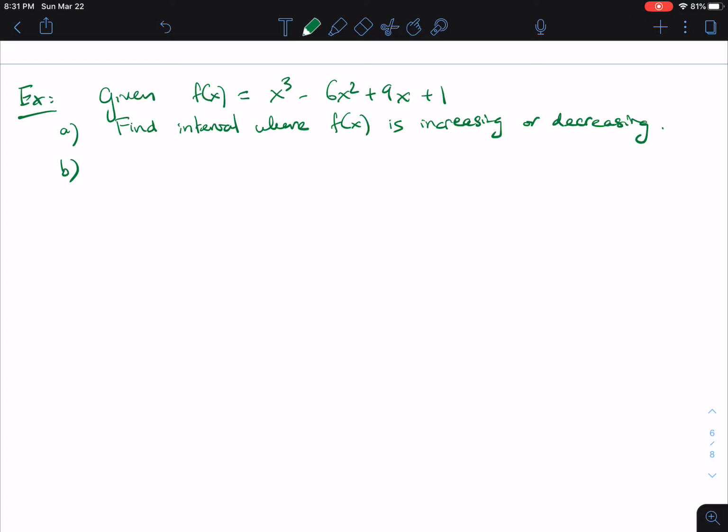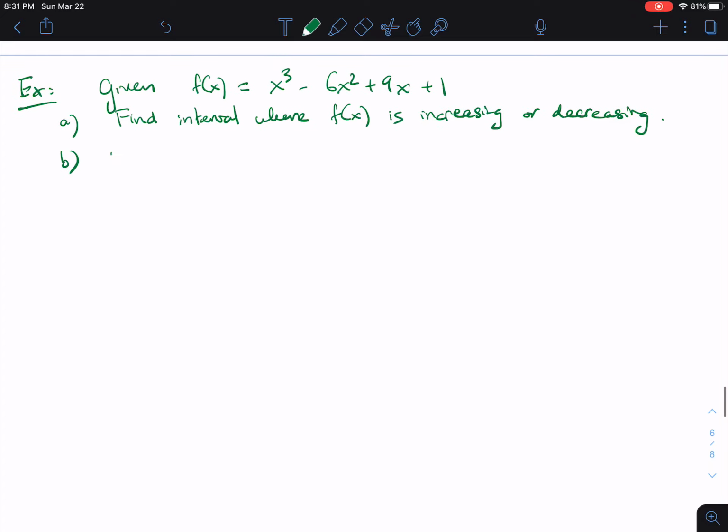Part B, let's find the interval where the function f of x is concave up or concave down. So this is from lesson 4.2.